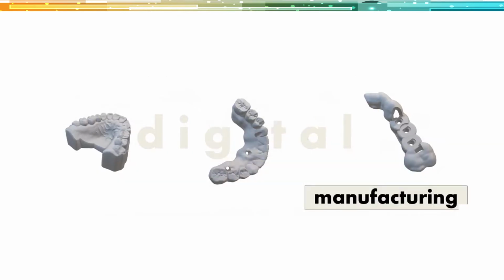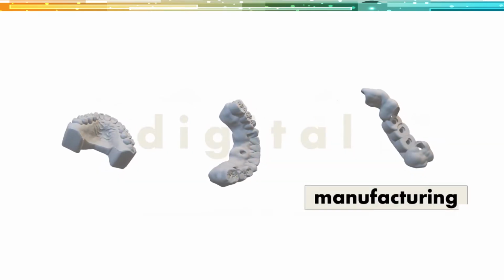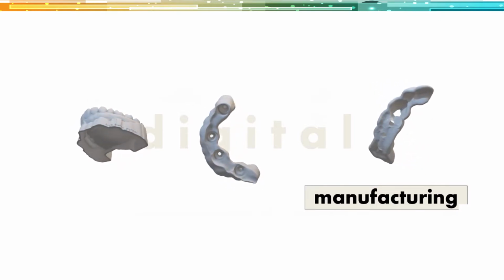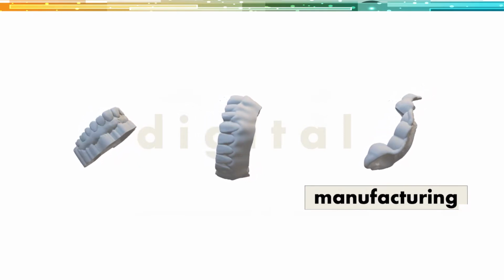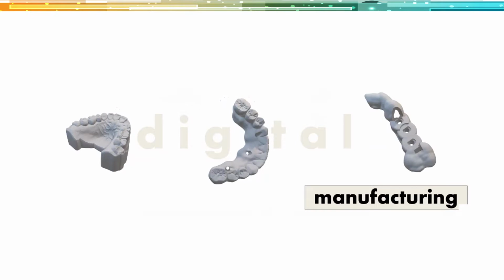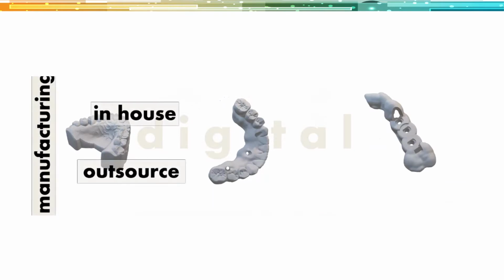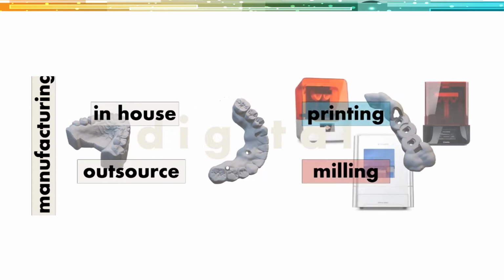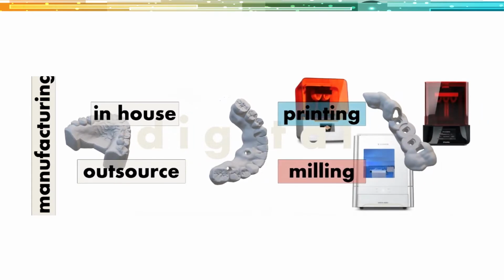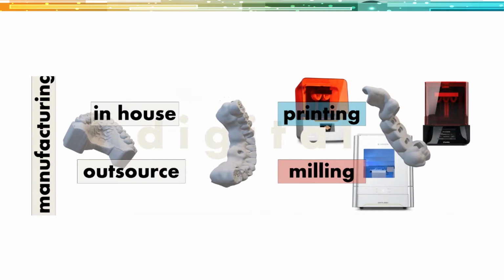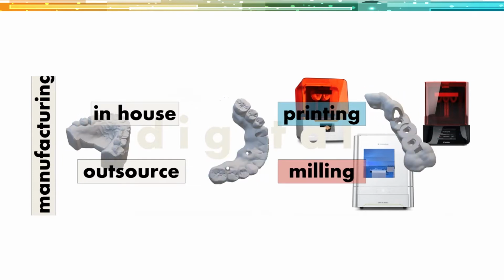When it comes to manufacturing, these are basically CAD design files for a digital wax up model, and also for a 3D printed prototype, and also a surgical guide. We can basically manufacture these ourselves, or we can outsource them. And when it comes to making it ourselves, we're talking about 3D printing or 3D milling.